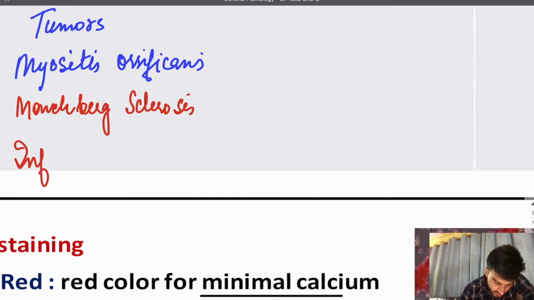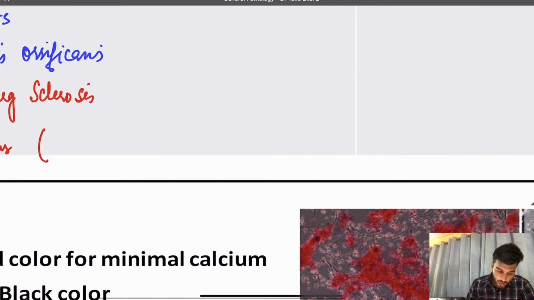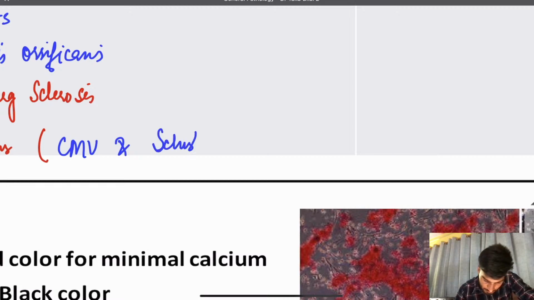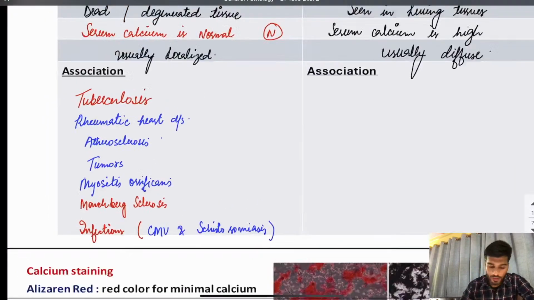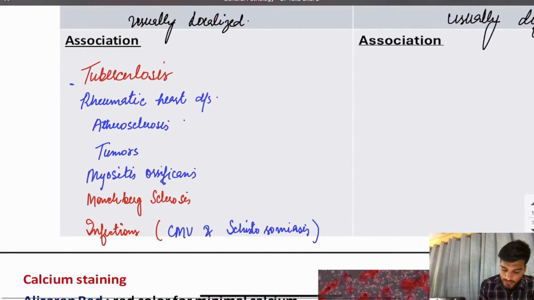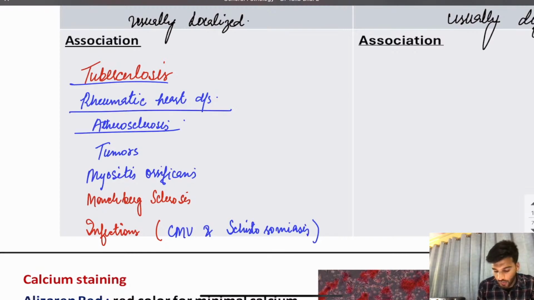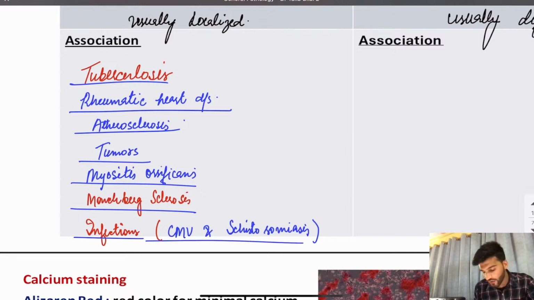And infections like CMV and schistosomiasis. So remember all these things, guys. We have tuberculosis, we have rheumatic heart disease, atherosclerosis, tumors, myositis ossificans, Monckeberg sclerosis, infections like CMV and schistosomiasis.